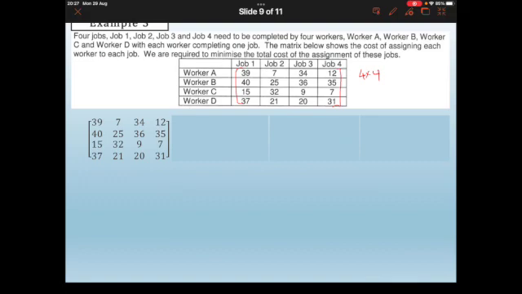Now, let's have a look at the minimum in each row. That's 7. Here is 25, 7, and over here is 20. Alright, so doing your row reduction, 30 minus 7, 34 minus 7, 12 minus 7, and 7 minus 7, of course. Alright, it will become this matrix.